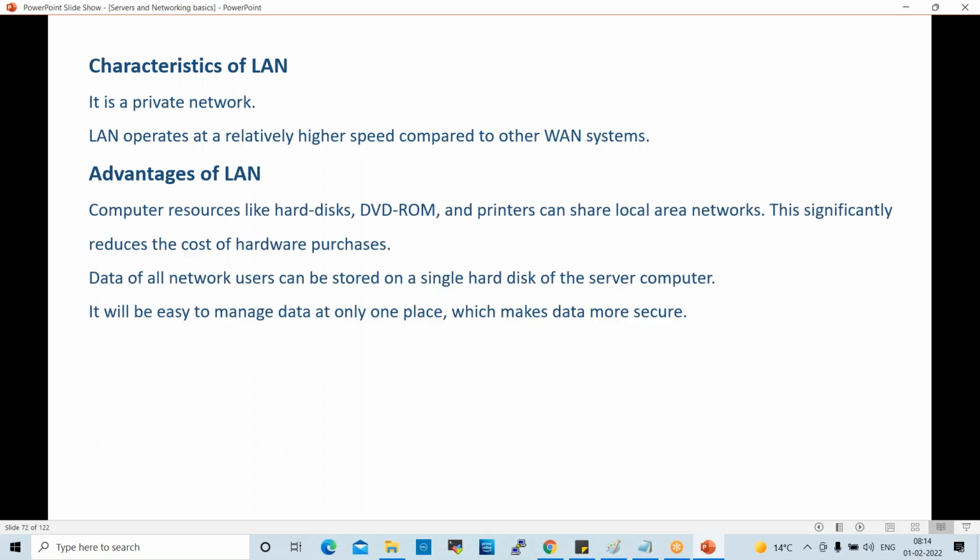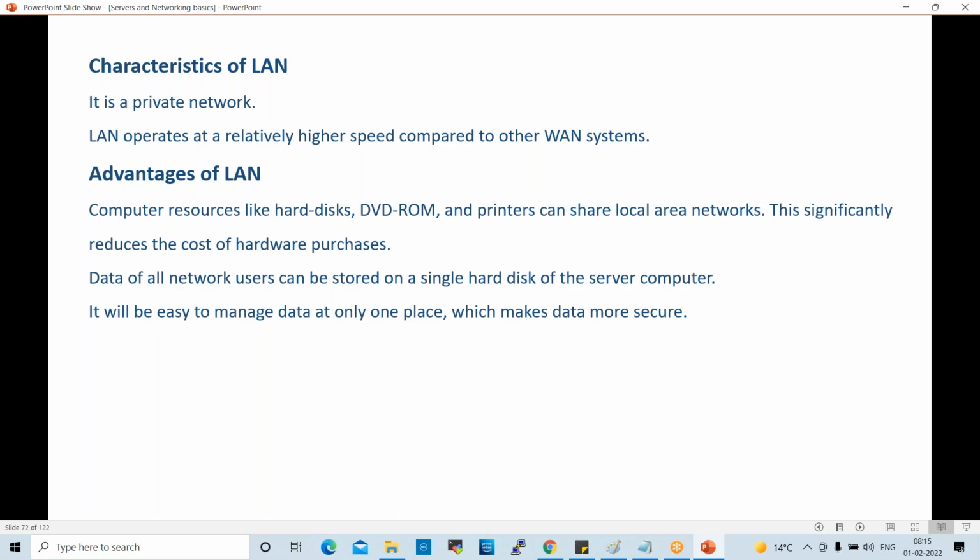Advantage of LAN. Computer resources like hard disks, DVD RAMs, printers can be shared over local area networks. This significantly reduces the cost of hardware purchases. Through LAN, we can use different devices. We can configure a network printer, network disks, network drives, like this we can configure. So that costing will be reduced. Data of all network users can be stored in a single hard disk of the server computer.